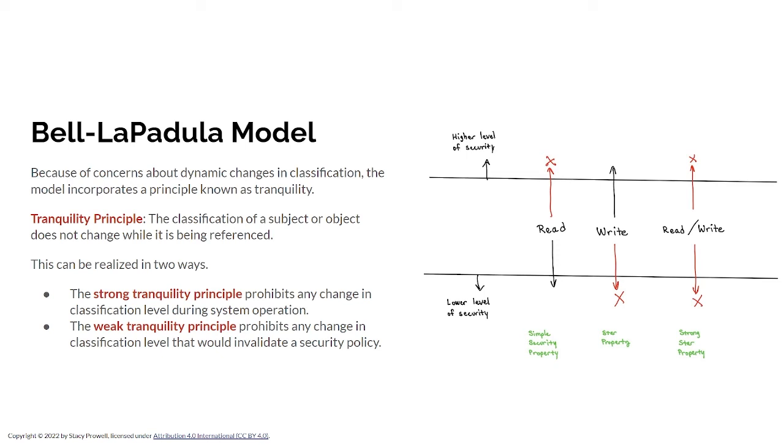The strong tranquility principle says the easiest way to do that is to not allow anything to change while the system is operating. We'll shut it down, rejigger some stuff, and then bring it back up. The weak tranquility principle prohibits a change that would invalidate a policy. So if I have a cached copy lying around, that means I can't reclassify that thing until all the linkages to it are gone.